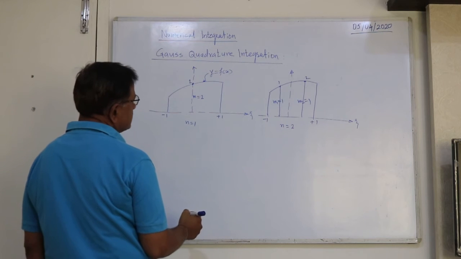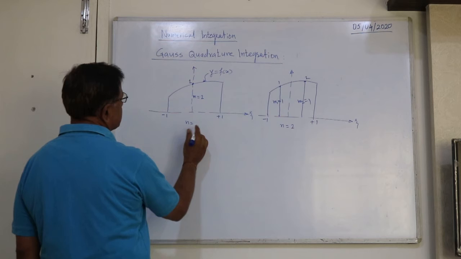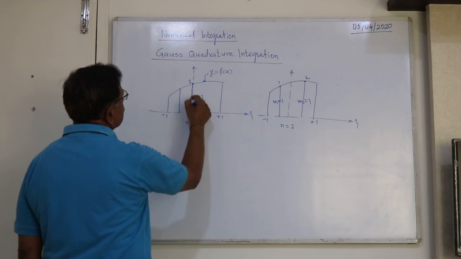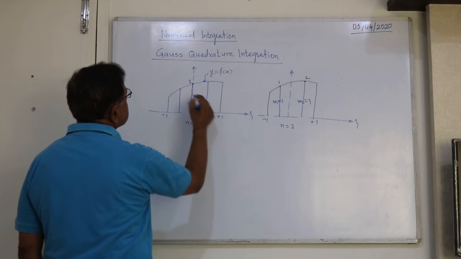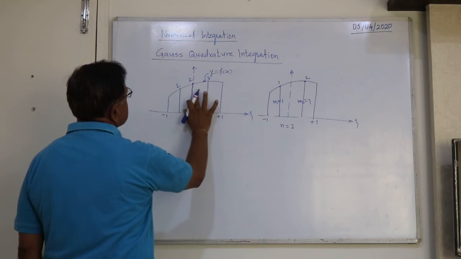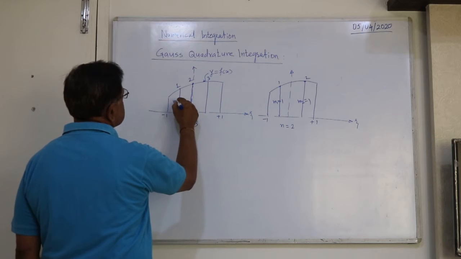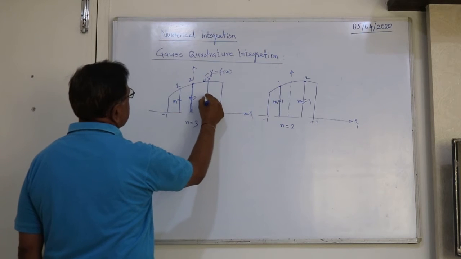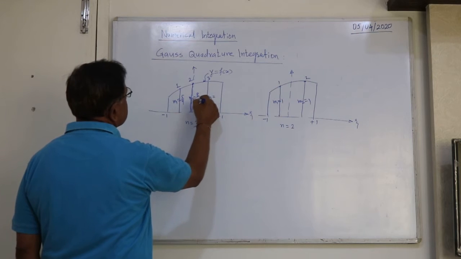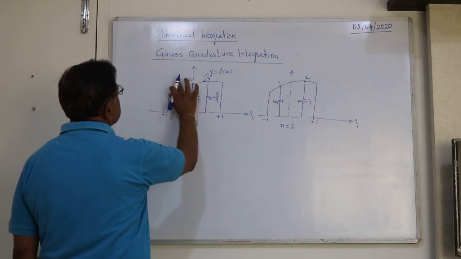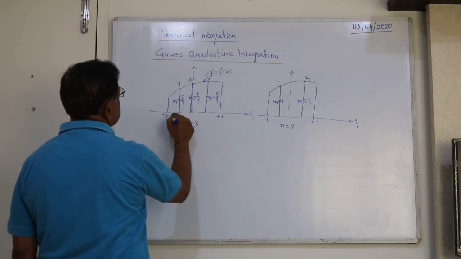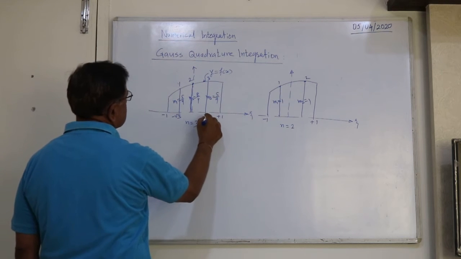And if you want to consider 3 points, then we have to take the 3 points, 1, 2 and 3. So this is point 1, this is point 2 and this is point 3. Then the weights assigned correspondingly are m1, m2, m3. So this is 5 by 9, this is 8 by 9 and this is 5 by 9. And the locations are minus root 3 and plus root 3.